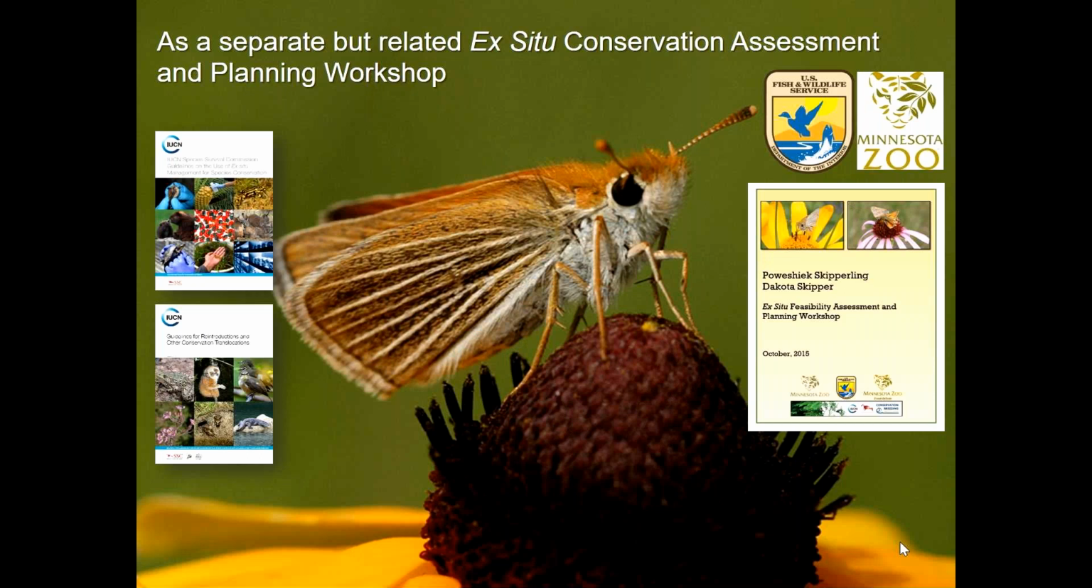This is one that CPSG did with the U.S. Fish and Wildlife Service and with the Minnesota Zoo and also with the Nature Conservancy. And so we had in situ and ex situ experts there. They already had conservation plans for these two endangered prairie butterflies for the wild, but they were in highly fragmented, isolated populations in the wild in trouble. And so they were interested if ex situ management might have a role.